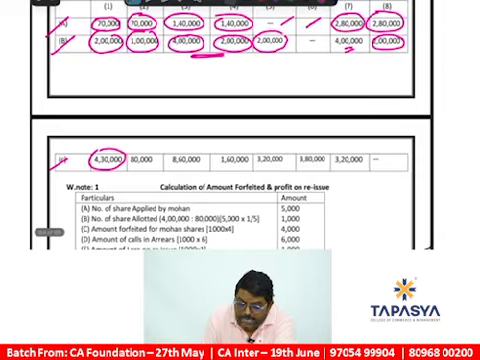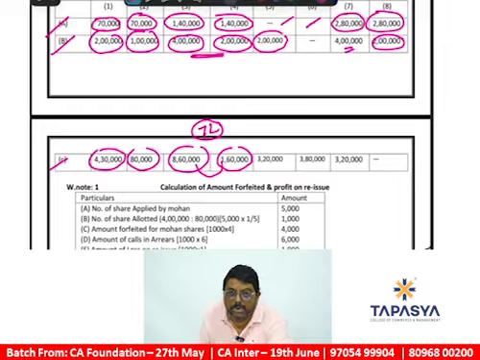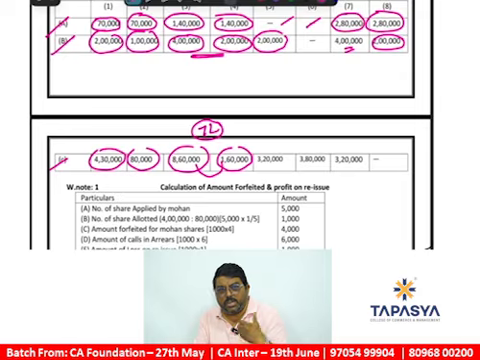Actually allotment done is 80,000. You received 4 lakh 30 into 2, 8 lakh 60,000. Actually 80,000 into 2, only 1 lakh 60,000 required. You can observe here 7 lakh rupees extra money. Extra money is 7 lakh rupees. Okay, that can be adjusted for allotment, even still refunded.